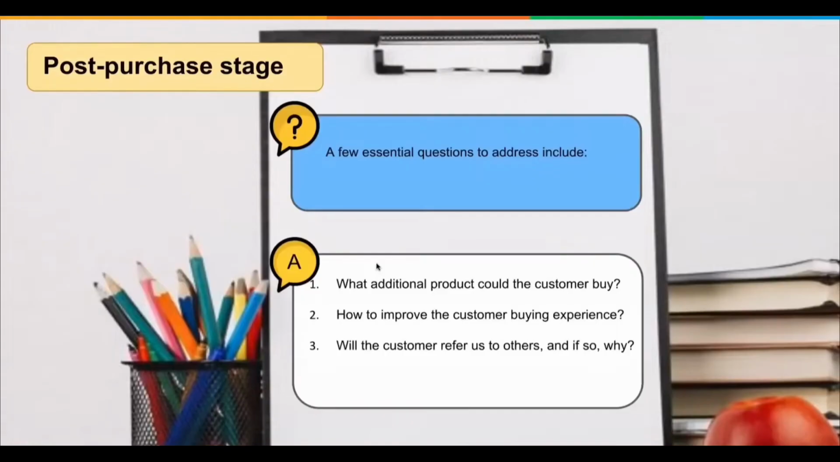So again, this goes back to what we just said about reviews. Get somebody to offer a review. And if they don't give you a full complement of 5 stars, they only give you 3.5 stars, then you know what? That's great feedback, because then you can learn from that. And then the other question is, will the customer refer us to others? And if so, why? So that's definitely something you want to be able to address in the post-purchase stage.